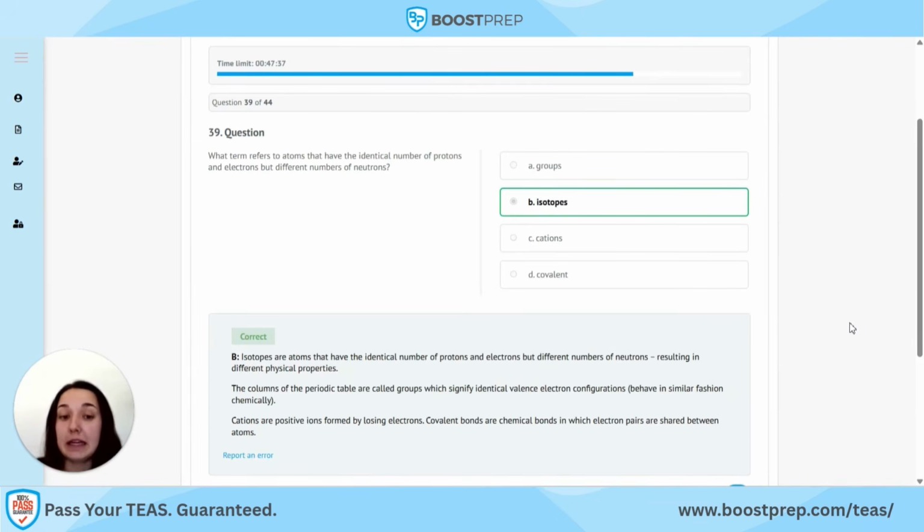The answer is B. Isotopes. So isotopes are atoms that have the identical number of protons and electrons, but different number of neutrons. This results in different physical properties. The columns of the periodic table are called groups, which signify identical valence electron configurations. Cations are positive ions formed by losing electrons, and covalent bonds are chemical bonds in which electron pairs are shared between atoms.